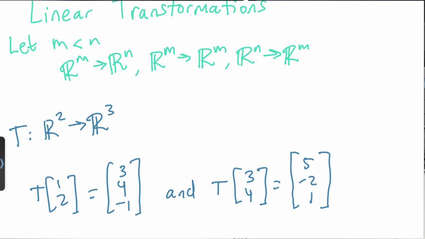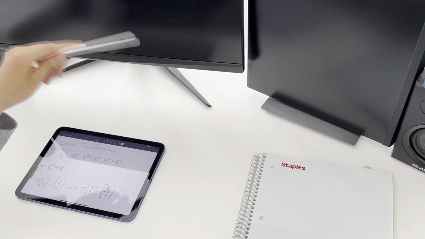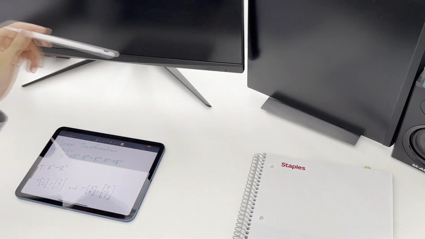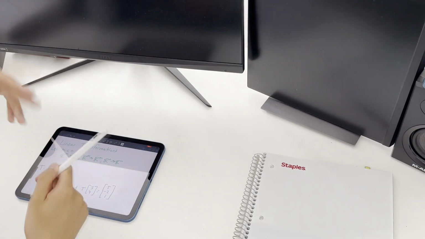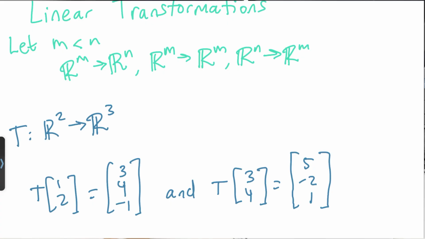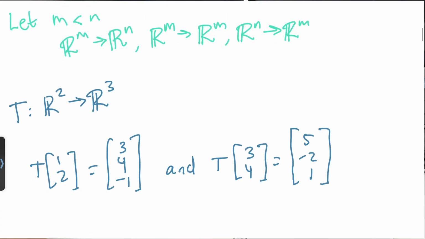Now, if we think about this, let's just say this line is 1D. How do we get this to become projected onto a 2D plane? Well, we're going to need to add more information. And as such, as an example here, we're given two pieces of information. We're given that T(1,2) equals this and T(3,4) equals this matrix.